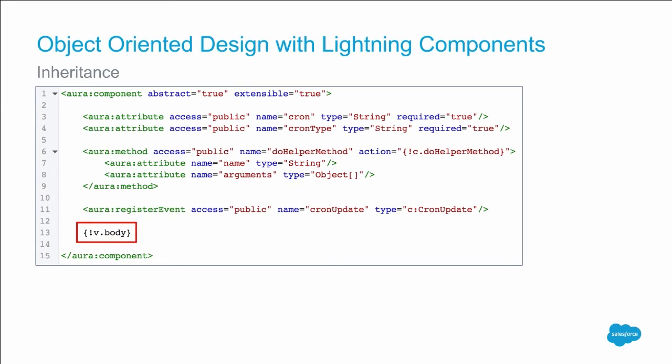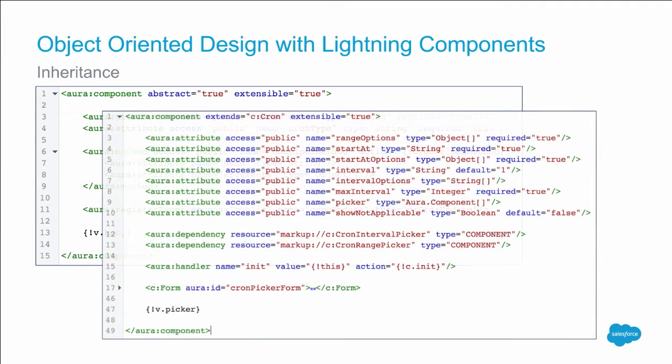And the other part that I want to draw your attention to is that body attribute again. Now, earlier in my slides, particularly with facets, I said this is where any content gets injected when you instantiate a component and you're not using named facets. Now, it also has another purpose for object-oriented programming. And that is when I extend my cron component, this is the location within the markup where any subcomponent will inject its markup.